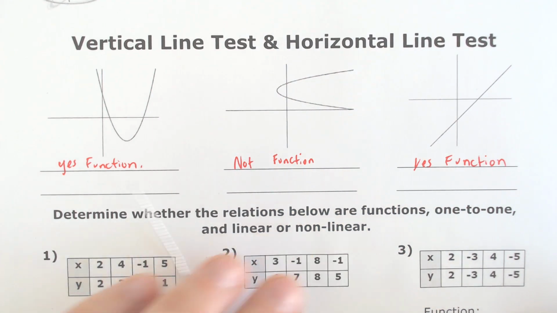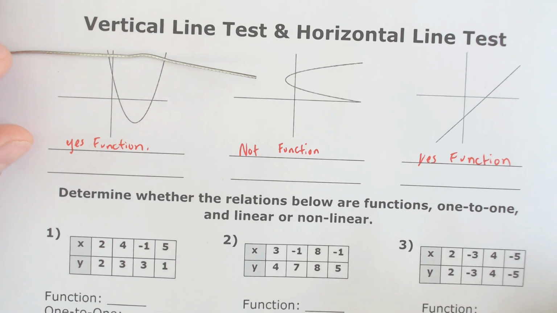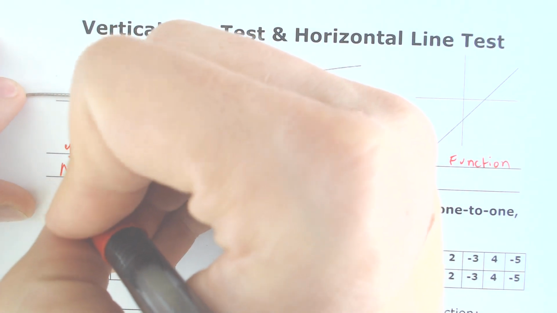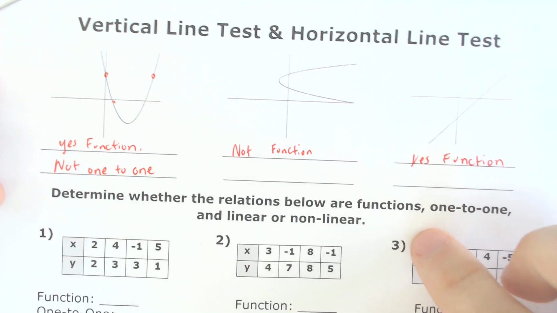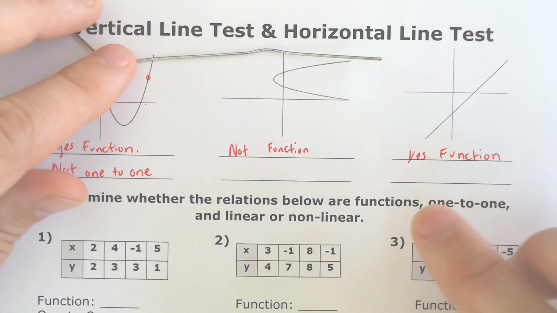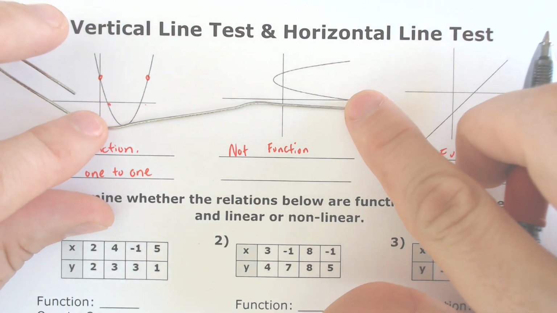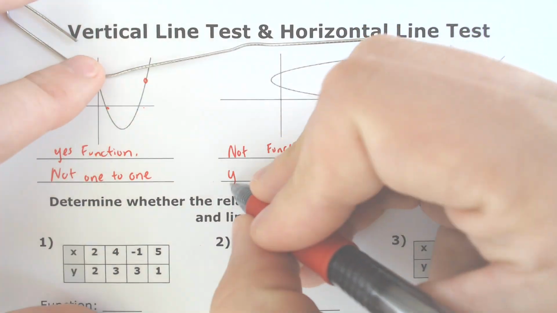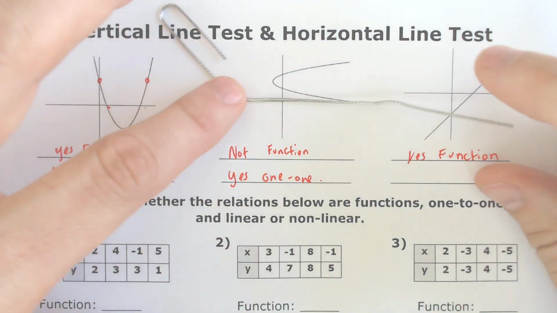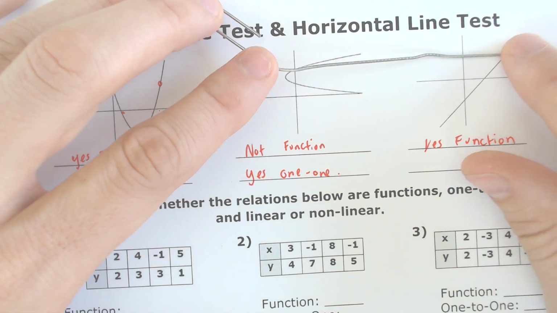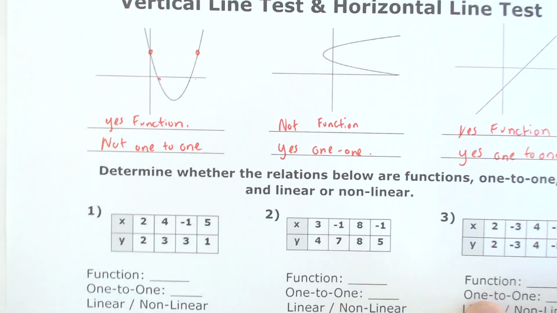Now we have the horizontal line test, which is the exact same idea. If it crosses through more than one time, like it does here and here, or even here and here, then this would not be one-to-one functions. Whereas here, even on the second problem, even though it failed the vertical line test, it actually passes the horizontal line test, so this would be a, yes, one-to-one function. And a line, of course, is going to be one-to-one as well. So this would be yes for one-to-one.